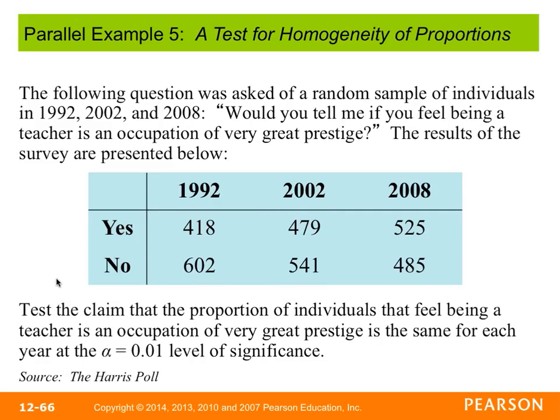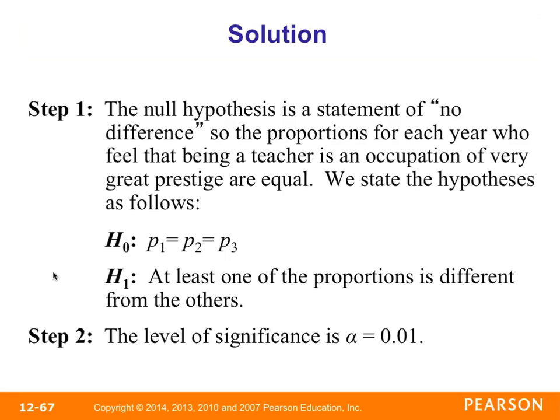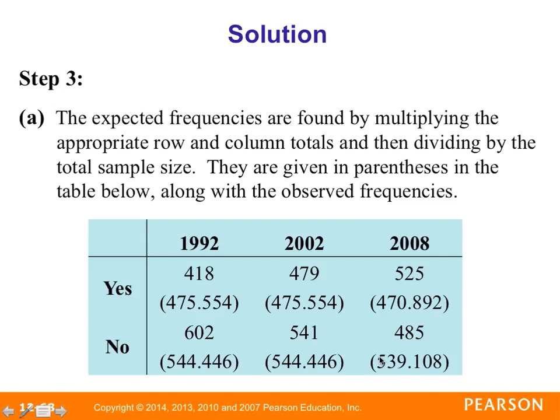We want to test the claim that the proportion of individuals that feel being a teacher is an occupation of very great prestige is the same for each of the years. So the null hypothesis is a statement of no difference. We would say that the proportions for each year are going to be equal, so P1 equals P2 equals P3. Our alternative hypothesis is that at least one of these proportions is different from the others. The level of significance is going to be 0.01.